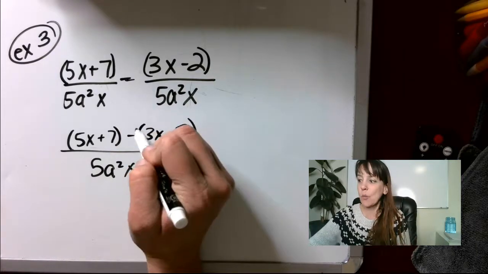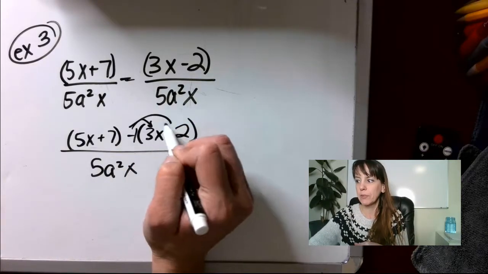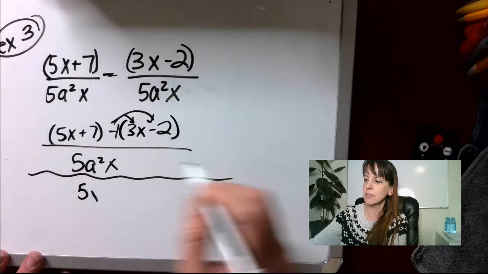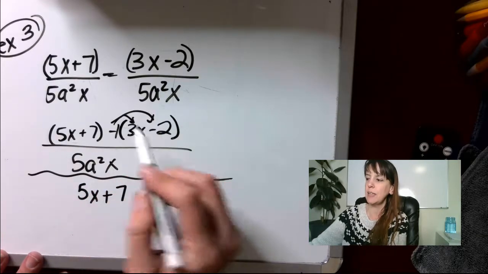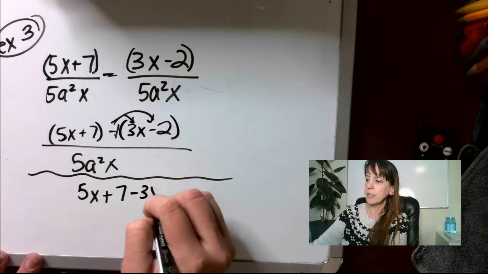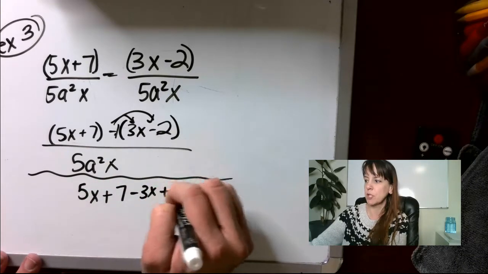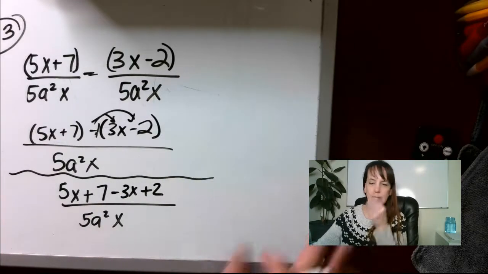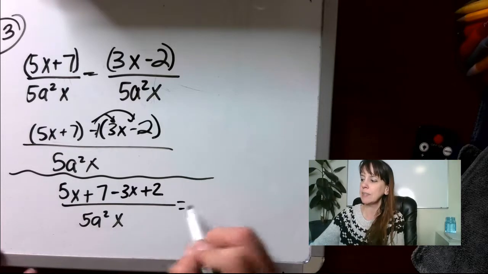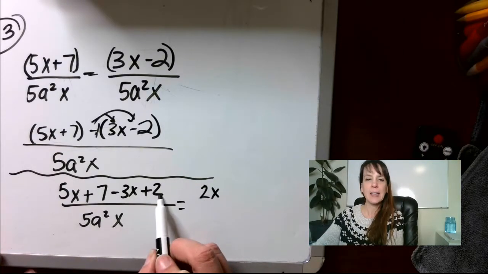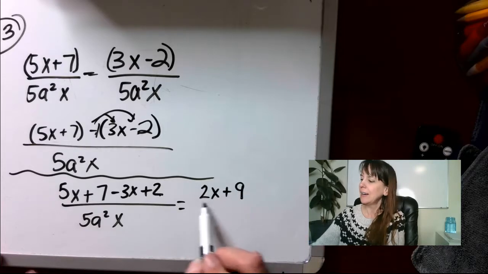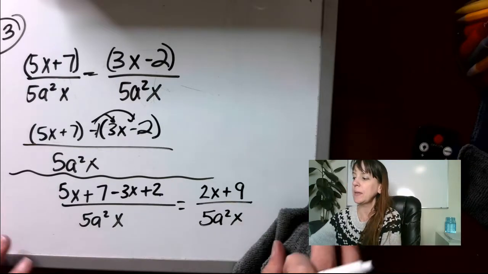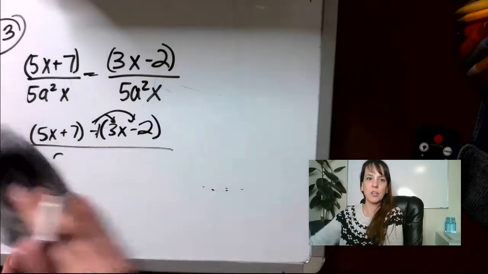Now, if you take a look at this, this is a 1, right? We've got to distribute that 1, right? So this is going to be 5x plus 7. Now, negative 1 times 3x gives minus 3x, negative 1 times negative 2 gives me plus 2, over 5a squared x. Now, let's see what we can do to combine these. We have 5x and minus 3x, that gives me 2x. 7 and 2 gives me 9. Down below, I get 5a squared x. Excellent, guys. So this is our simplified version, right?